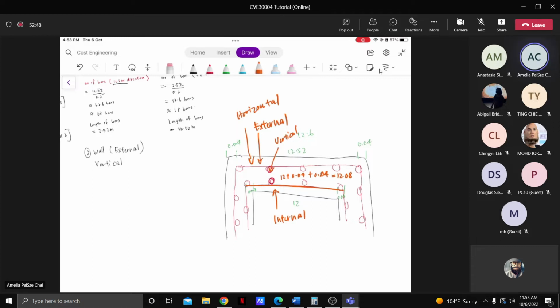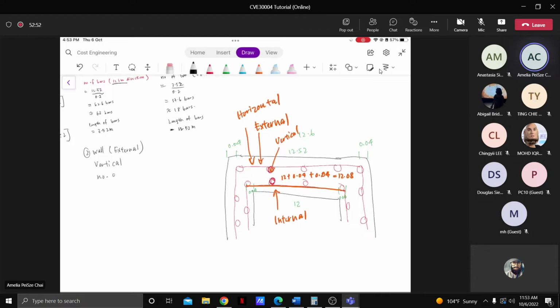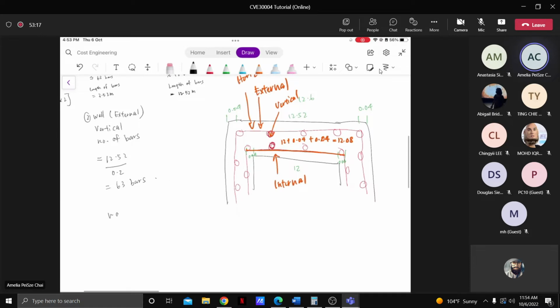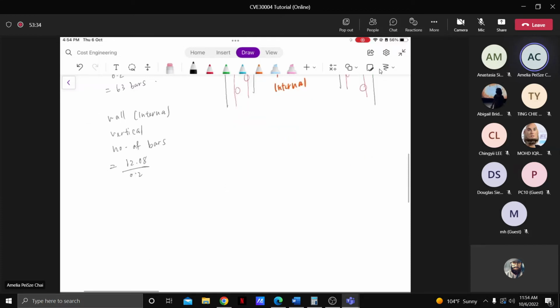Okay, so we look at the vertical one. We want to count the numbers of bars. We have the length already. So it's 12.52 divided by 0.2. You get the same thing, which is 63 bars. Then your wall, internal, vertical, numbers of bars equals 12.08 divided by 0.2, which gives you 60.4 bars. So round it up, 61 bars.